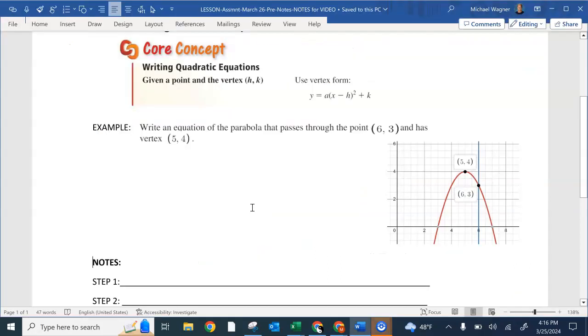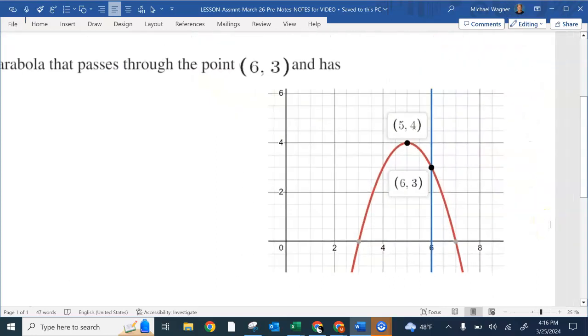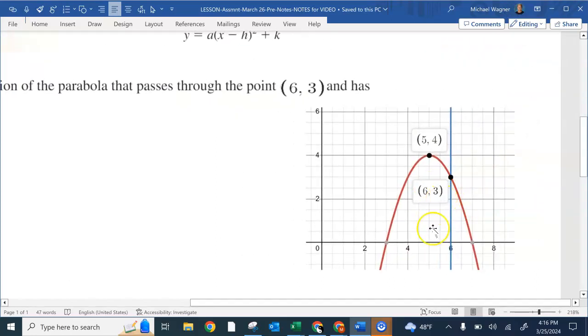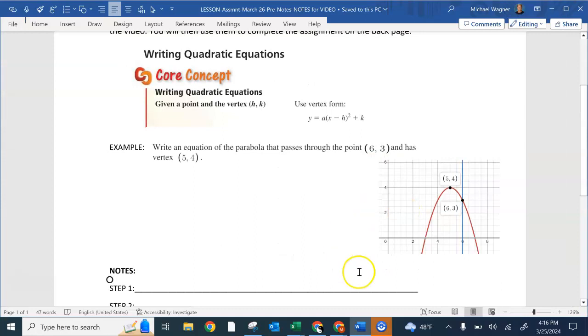So what we're going to do is we're going to come over here. The assignment that you have is right here. It shows you a chart of 2 different points. The vertex is at (5, 4), the top point, right? And another point is (6, 3). So those are 2 points that you're given. So what would be an equation that models that path, that quadratic equation?